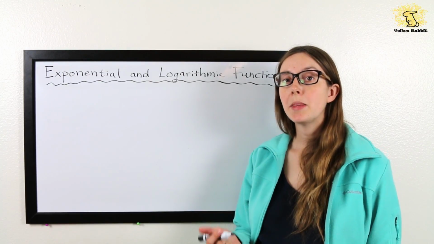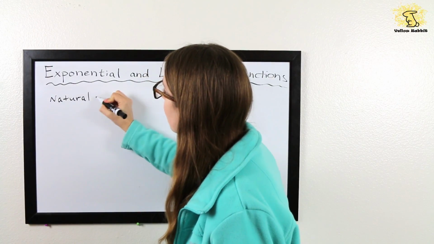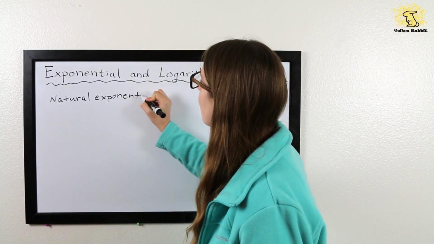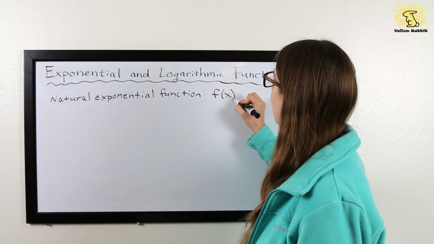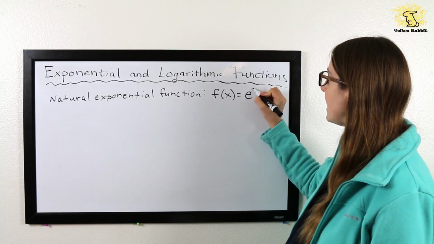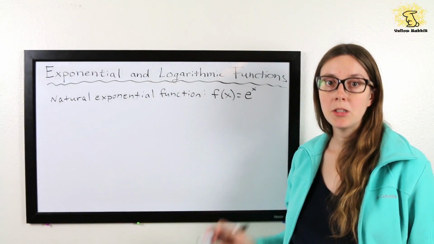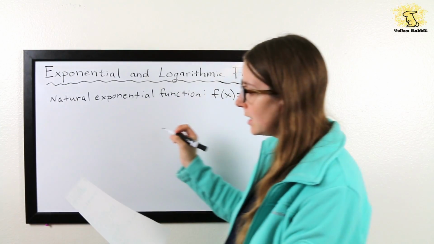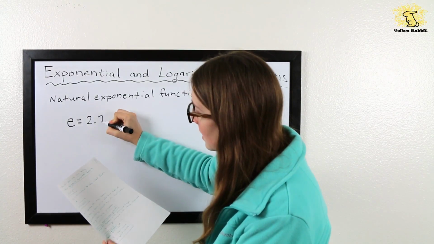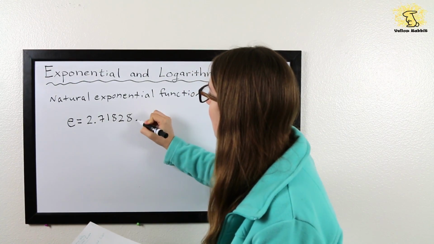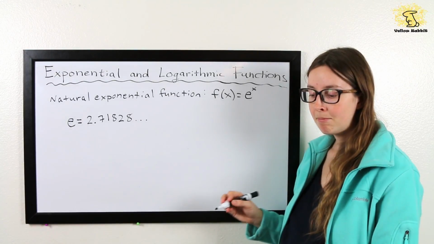Let's turn our attention now to something called the natural exponential function. So the natural exponential function, what is this? This is the function you may have seen before. F of x is equal to e to the power of x. So first of all, what is e? E is a special irrational number, so it's similar to pi, an irrational number. And specifically, e is called Euler's number, and it is equal to 2.71828, etc., etc. So e is approximately equal to 2.7.